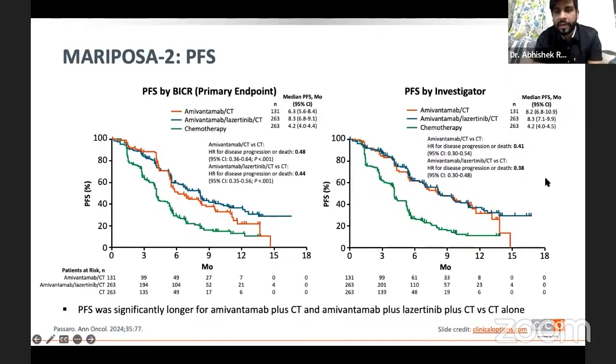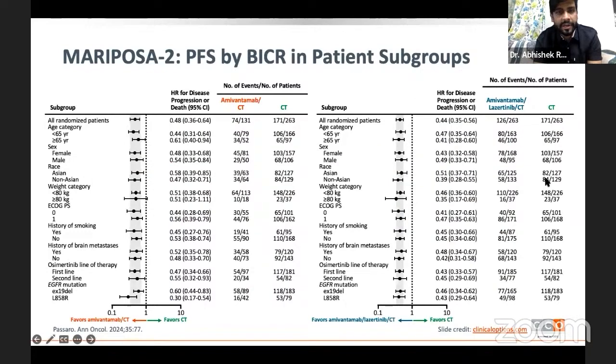The PFS result is excellent. OS data is still awaited. And I think most of the subgroups, and even the more resistant L858R mutation patients, are also responding with a very, very good hazard ratio for PFS.